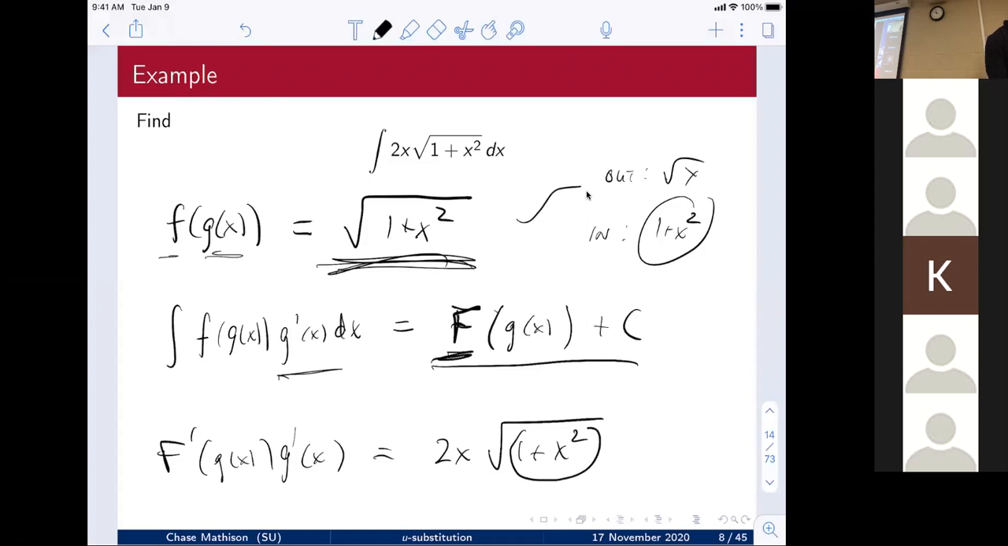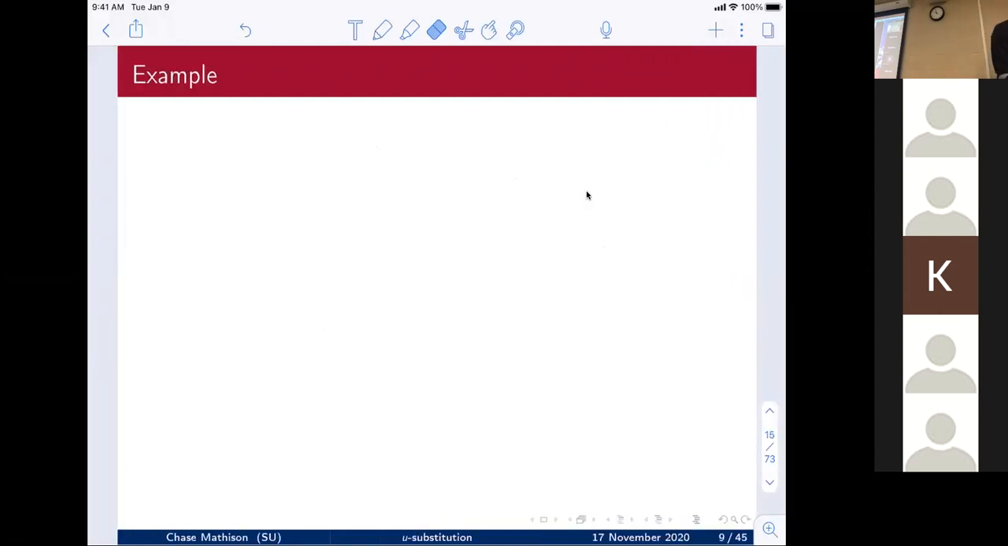Well, this is g of x. This is g prime of x. That means that capital F prime has to be the square root of x, because I'm plugging g of x into capital F prime. Okay, so the only real work we have to do then, after we match up everything, is say, well, what is the antiderivative of the square root of x? And then I can just plug in everything I know into this, okay?